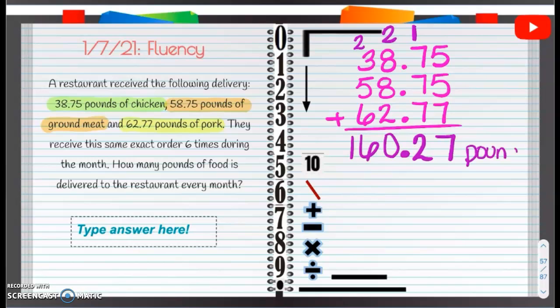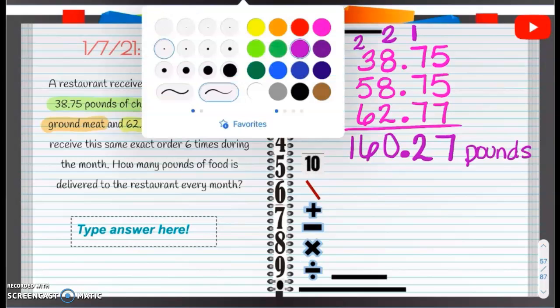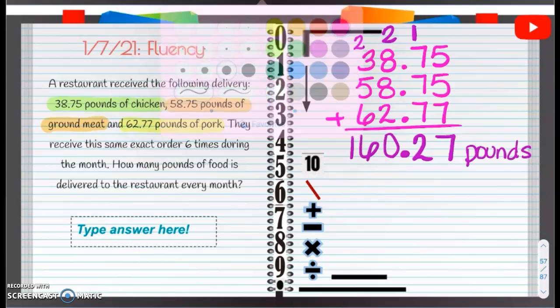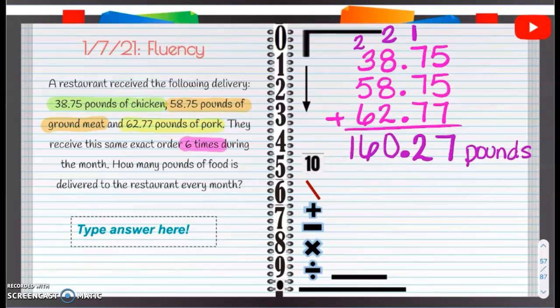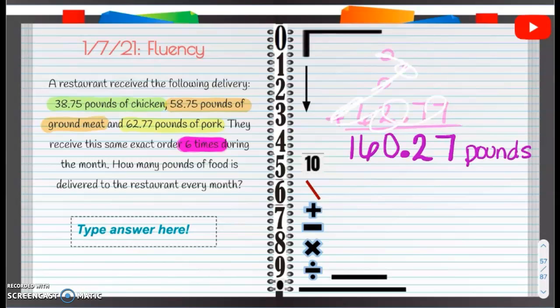So this is the pounds. They receive this 6 times during a month. So we need to multiply this by 6.